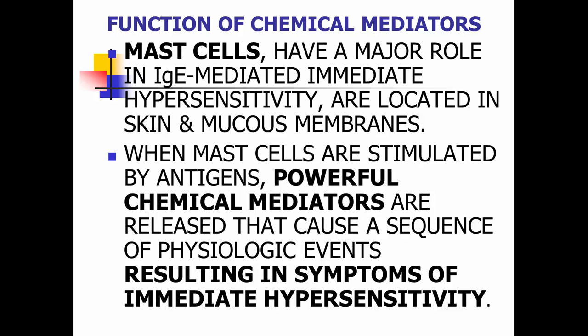So functions of some of those chemical mediators. Mast cells. Your book talks about this on page 210, table 14.8 in your new book, page 219, table 14.11, and these again are the mediators of allergic response. So mast cells have a major role in IgE-mediated immediate hypersensitivity and are located in skin and mucous membranes. When they are stimulated by antigens, powerful chemical mediators are released, causing a sequence of physiologic events that result in the symptoms of an immediate hypersensitivity. So I need for you to focus on if it's an immediate response or a delayed response.